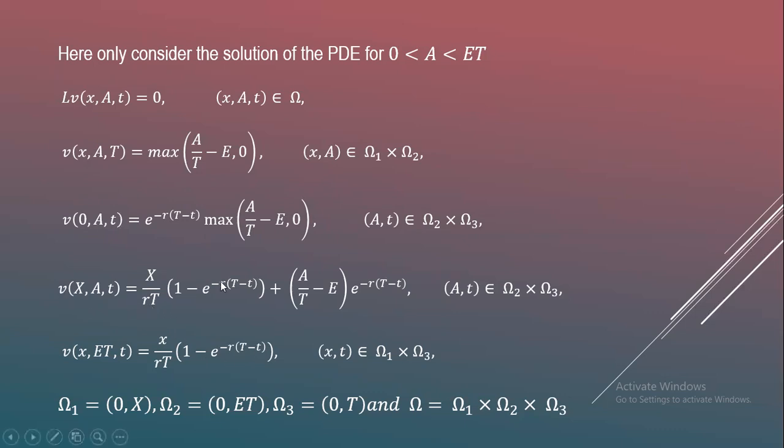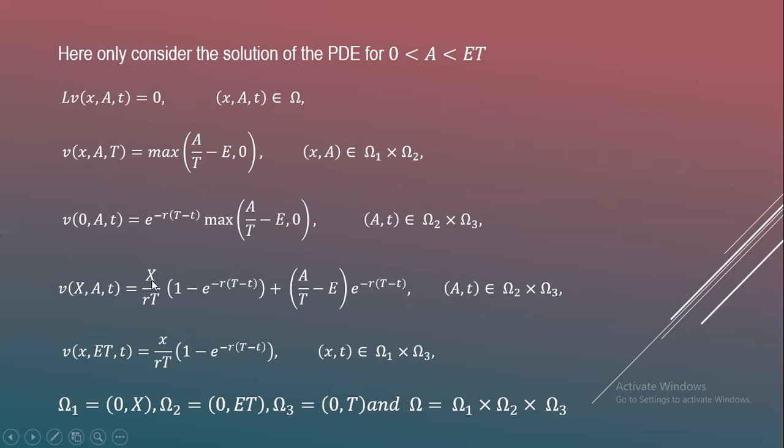And the next equation comes from when A is greater than or equal to ET. And the last equation is for when A equals ET, then that part becomes 0 and we get that part here.